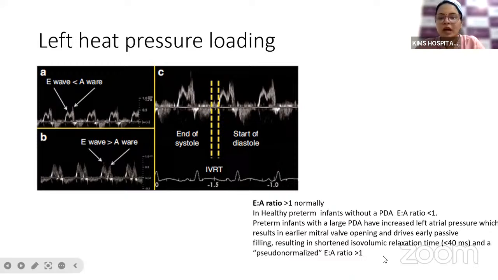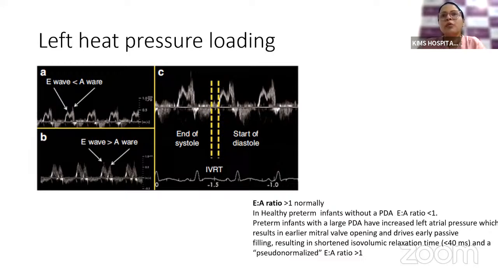But preterm infants with a large PDA who have elevated left atrial pressure will again have earlier mitral opening and more significant passive filling of the ventricle, resulting in a pseudo-normalization of the E/A ratio, which will again become more than 1 in a preterm baby with an HSPDA. This is also the reason for the shortening of the isovolumic relaxation time, because of the earlier mitral valve opening due to the rapid left atrial filling. So IVRT less than 40 milliseconds is also a measure of HSPDA as a marker of left heart pressure loading.